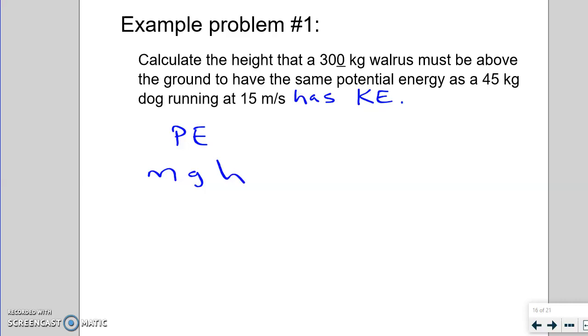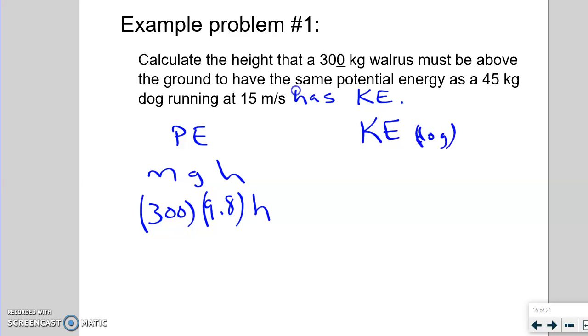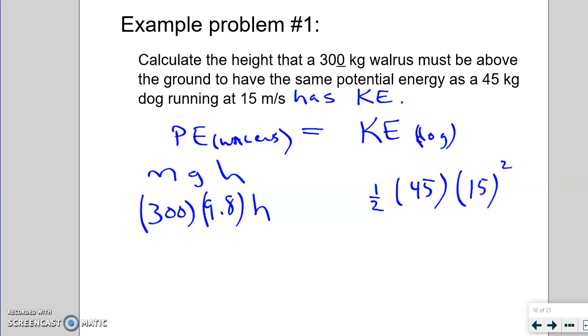And we know that it's 300 kilograms. Problem doesn't say it's on Earth, so we'll assume that. Usually we'll assume Earth unless it says otherwise. Height is what we're trying to find there. The kinetic energy for the dog is what we're going to be setting that equal to, and that is 1/2. The mass of the dog is 45, and the velocity of the dog is 15. So we're going to set those two expressions equal to each other, and then we're going to solve that.